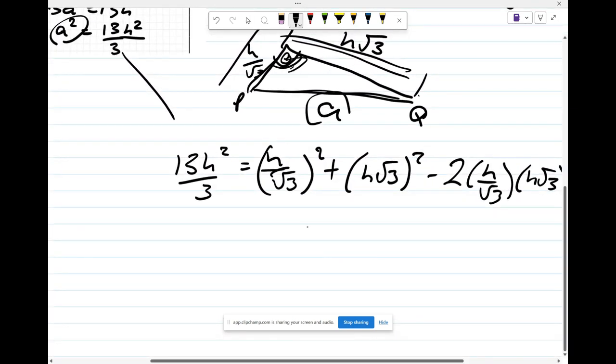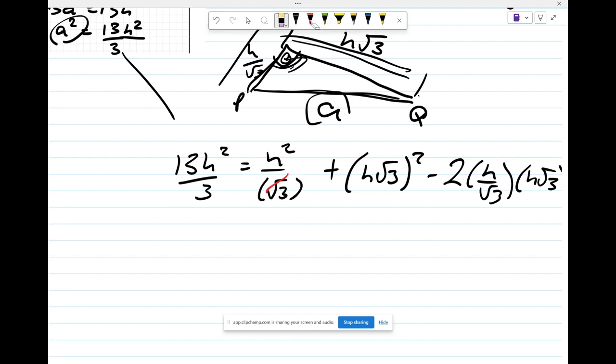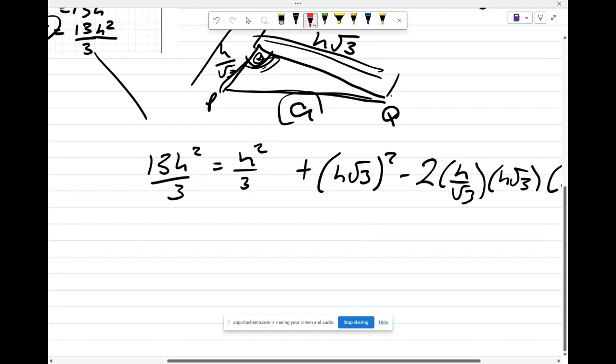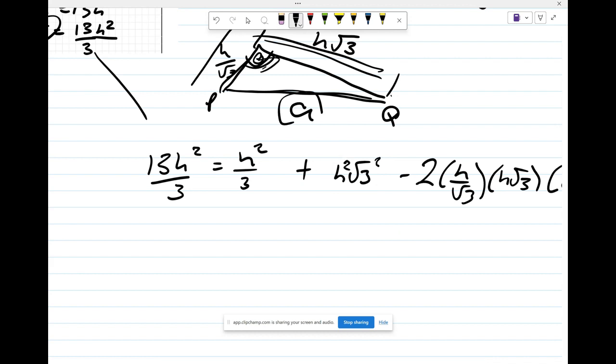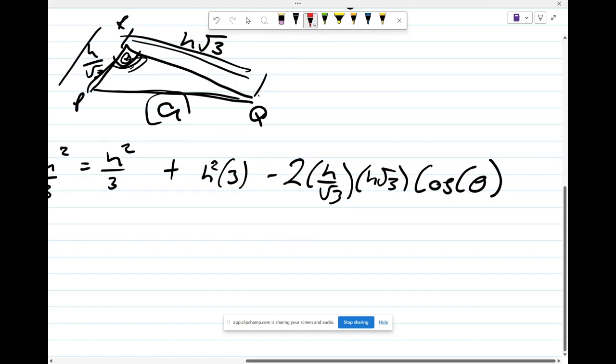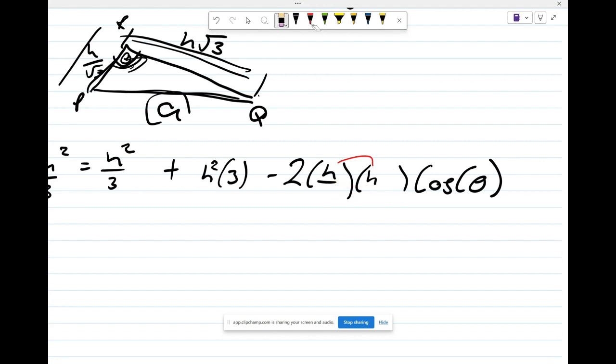When we're squaring fractions, what we do is we square the top, so h squared, and we square the bottom. When we square a square root, they cancel, so we're left with 3. Same thing over here. If we're squaring something multiplied, we square the first one, h squared, and we square the second one, but the square root will cancel with the square, so that leaves us with 3. Over here, this is h over root 3 multiplied by h times root 3. So if we think about one line multiplying, top by top, bottom by bottom, we can cancel above and below by root 3, so they disappear. And h times h is just h squared.